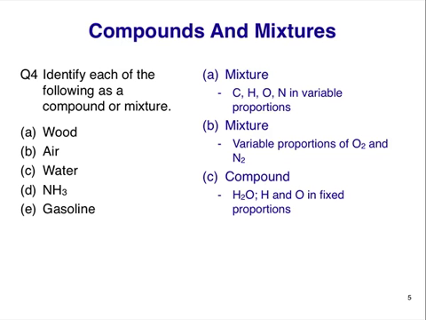Water is a compound, H2O. The chemical formula tells us that water can only be made from 2 parts hydrogen and 1 part oxygen. Any other combination is not water. So water is a compound. It has a fixed composition.